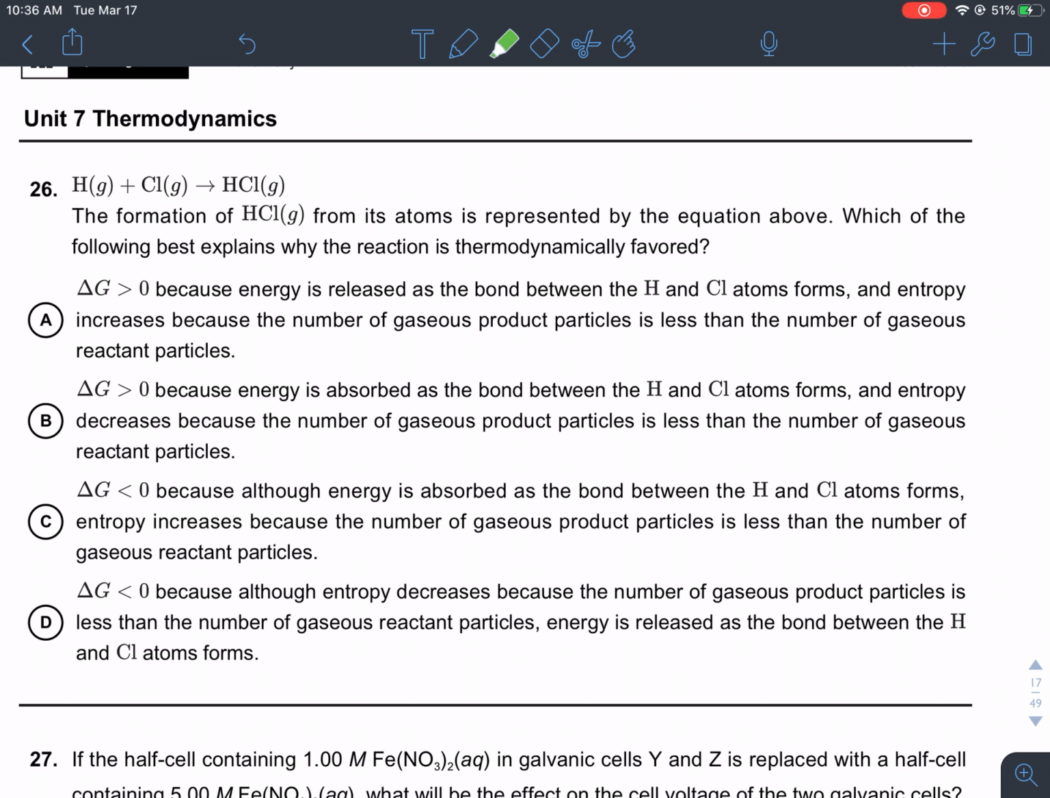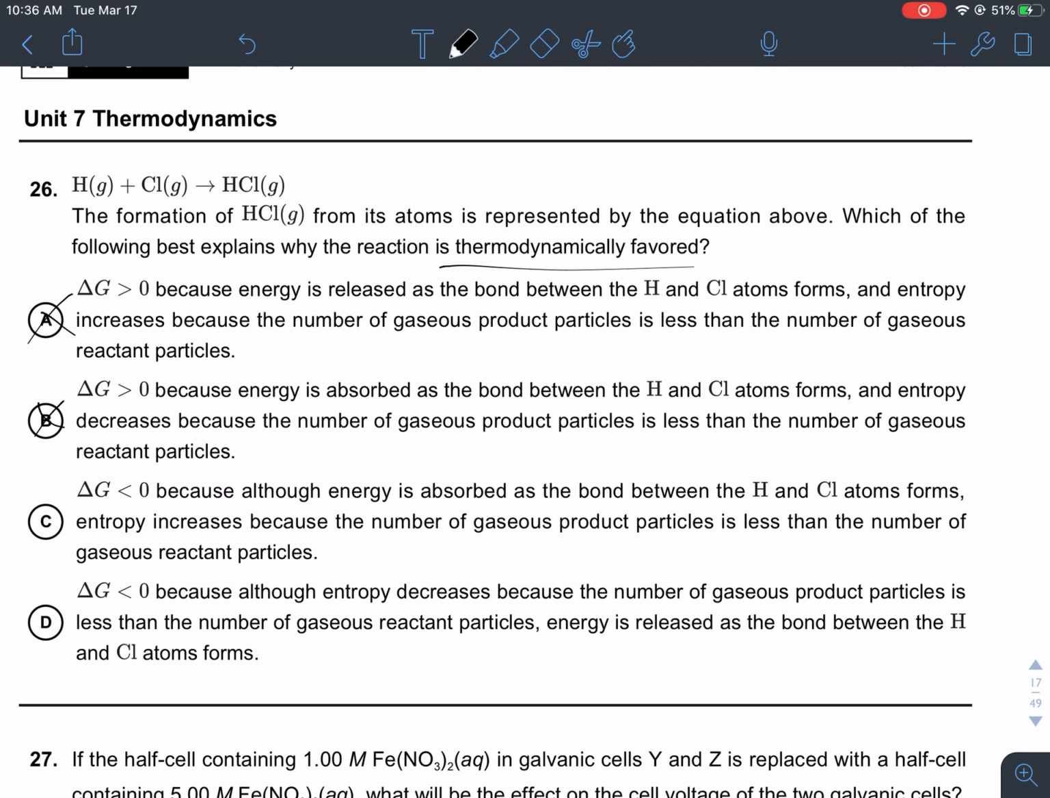Okay, delta G, because energy is released when the bond in HCl forms from H and Cl atoms. What? No, there is no bond in H and Cl, and it's going the other way. So this is wrong. Your B, delta G is positive, meaning it's not thermodynamically favorable. Isn't that just wrong because it tells you that the reaction is thermodynamically favorable? Yeah, so these are just wrong because they're saying that delta G is positive, meaning it's not. So it has to be between C and D.